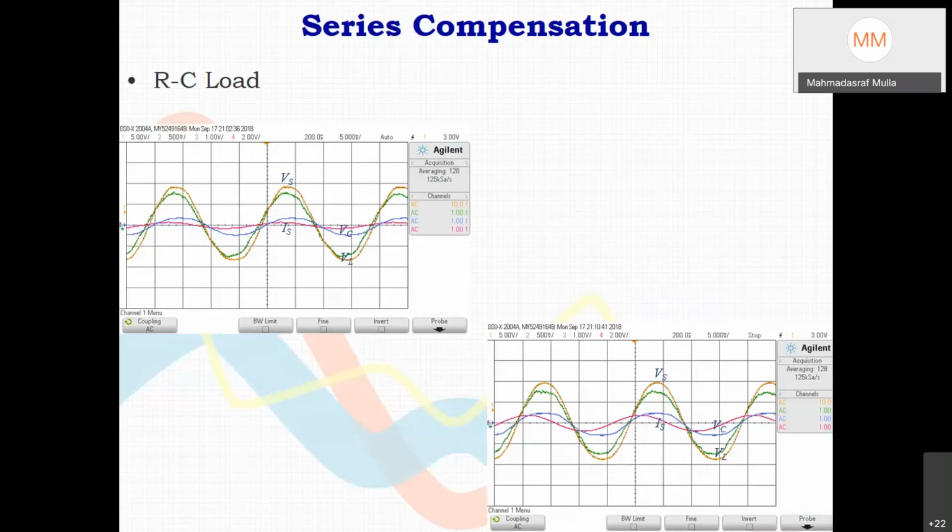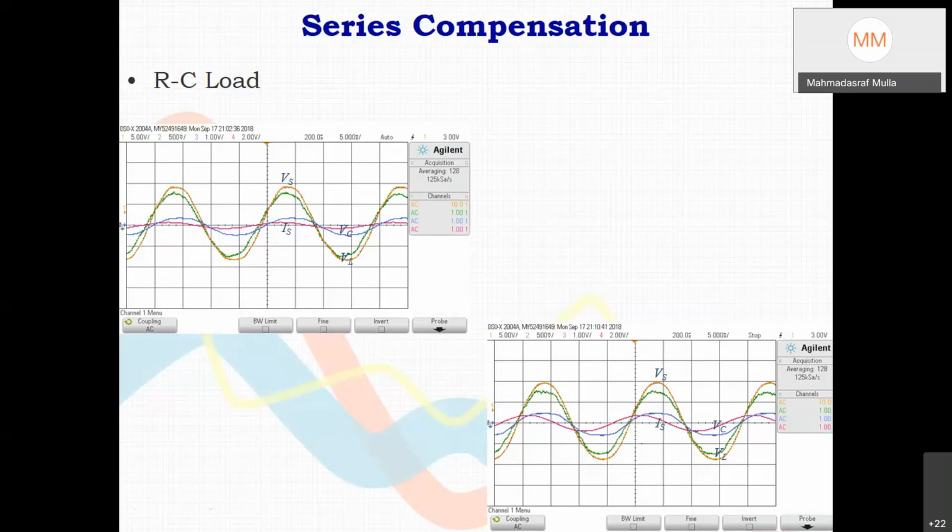This is RC load testing. In case of RC load testing, the blue one is the current, which will be in phase, but the injected voltage will make a 90 degree angle with respect to voltage. This pink one is the voltage we are injecting, and that is how VS and IS come in phase. So this is a dual of the previous arrangement. In the previous case everything was managed through current; here everything is managed through the voltage signal.